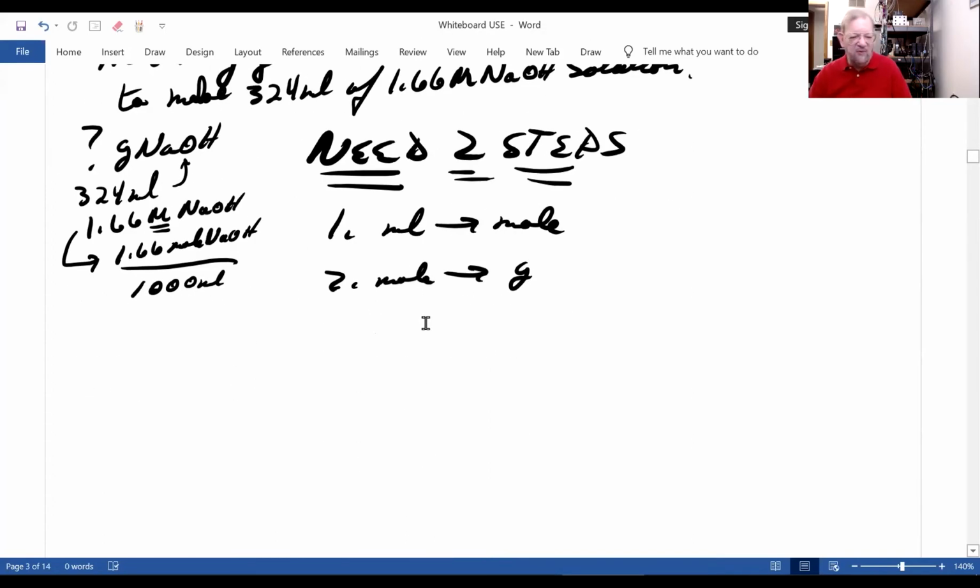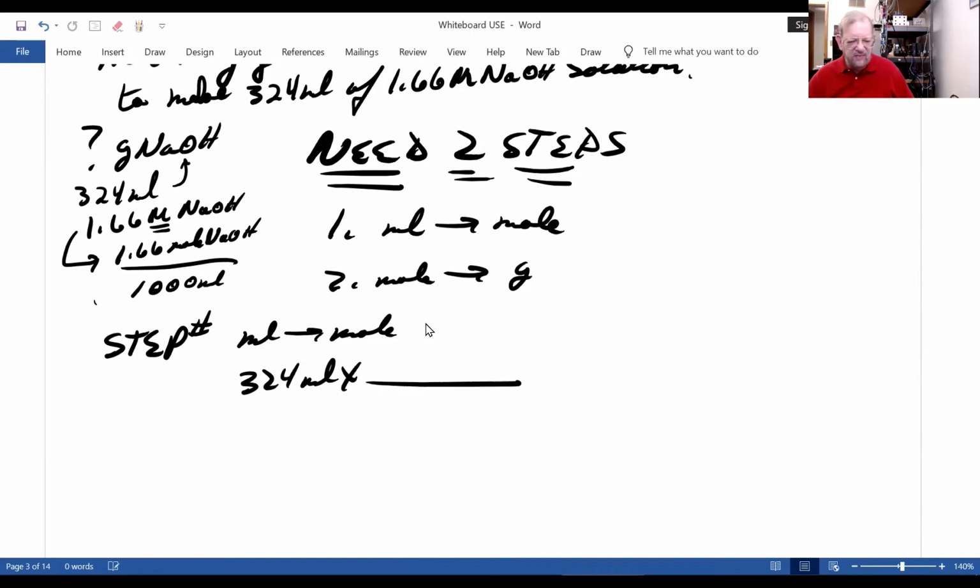So step number 1, I want to go milliliters to moles. Well, I've got 324 milliliters. I want to go to moles of NaOH because that's what we're using. So I'll use my good friend, my good buddy, unit analysis, to convert milliliters to moles. Whatever I'm trying to get to goes on top of the ratio. Whatever I'm trying to get rid of goes underneath.